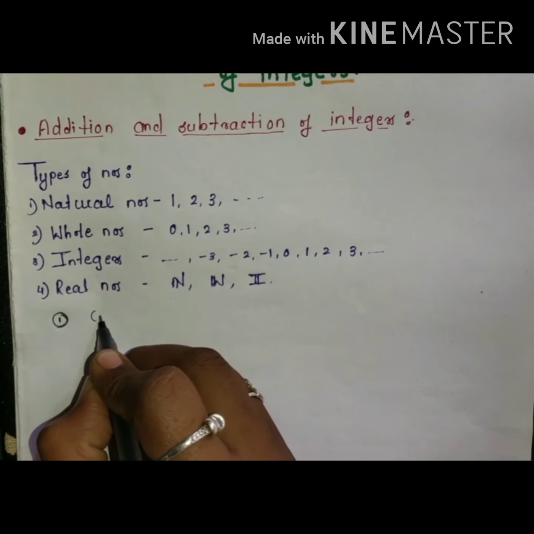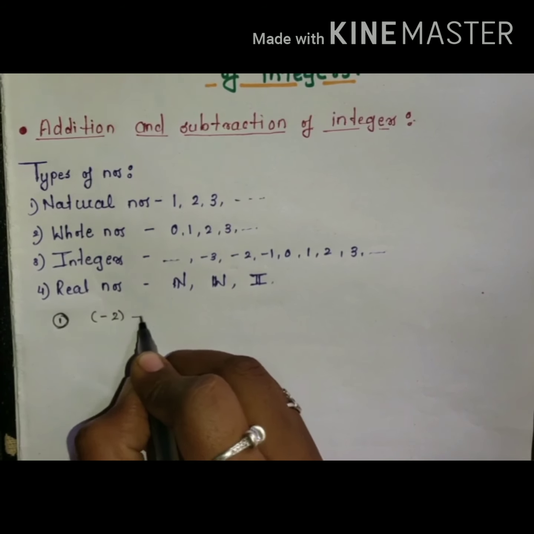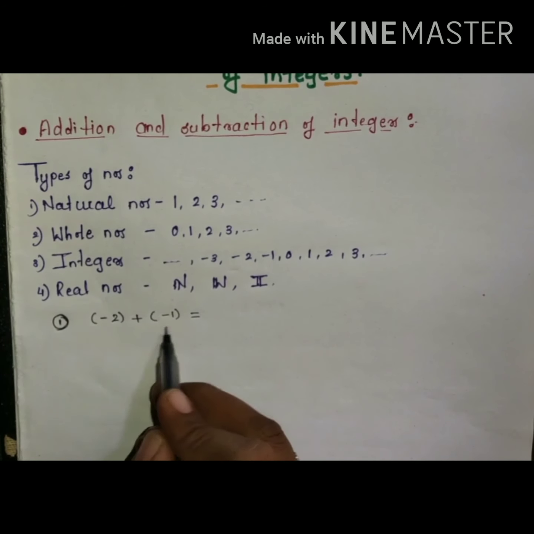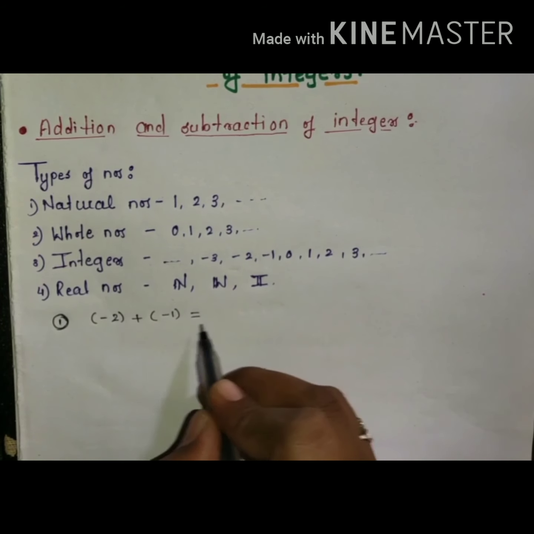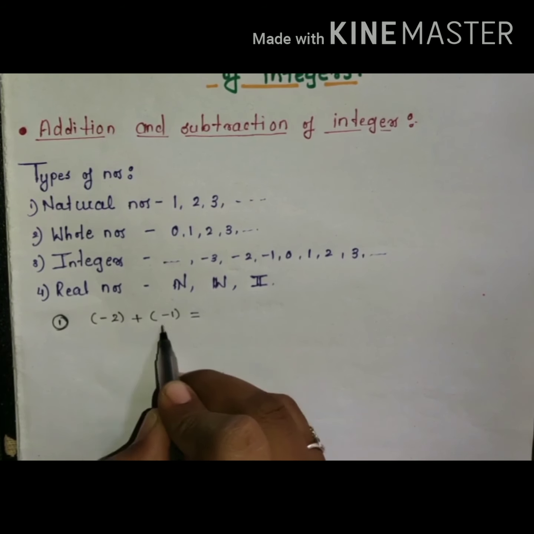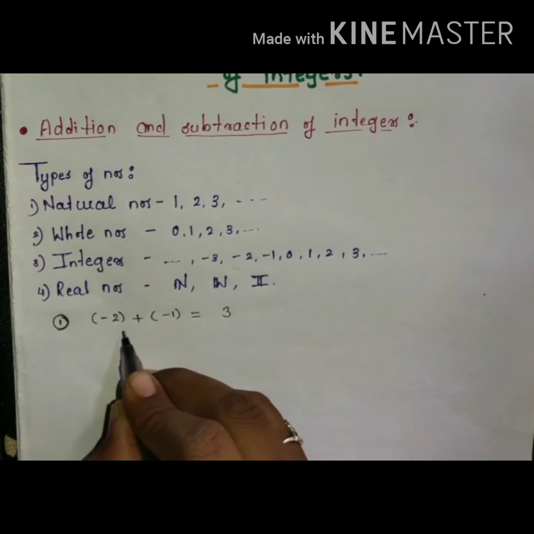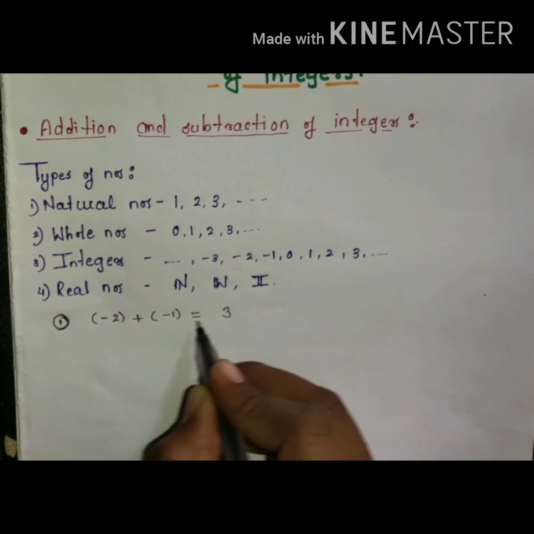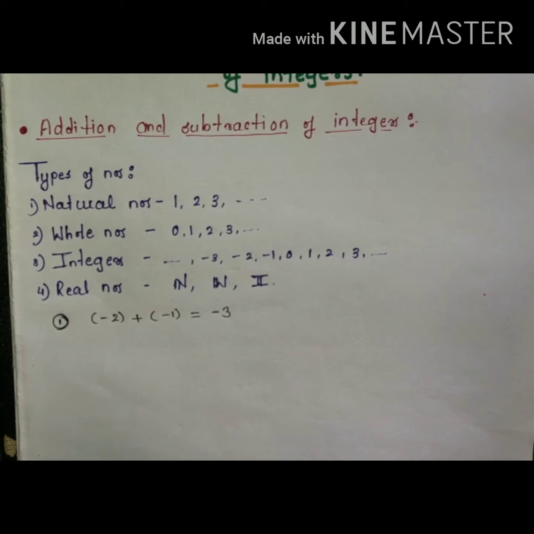addition of two integers. If I add two negative numbers, what will happen if we want to add two negative numbers? Since it's an addition, 2 plus 1 is 3, and while adding two negative numbers, minus minus becomes minus only, so the answer is minus 3.